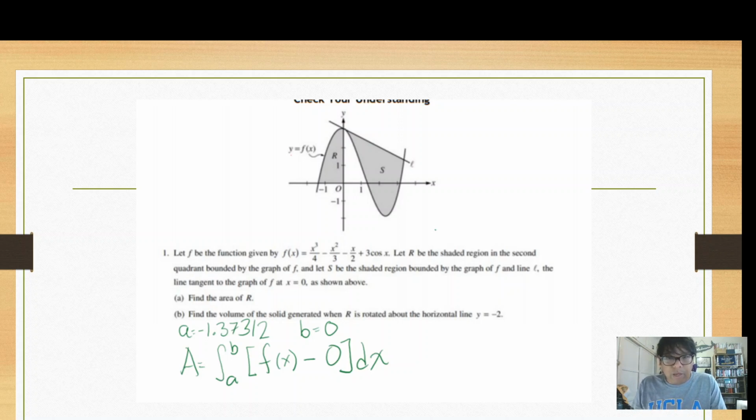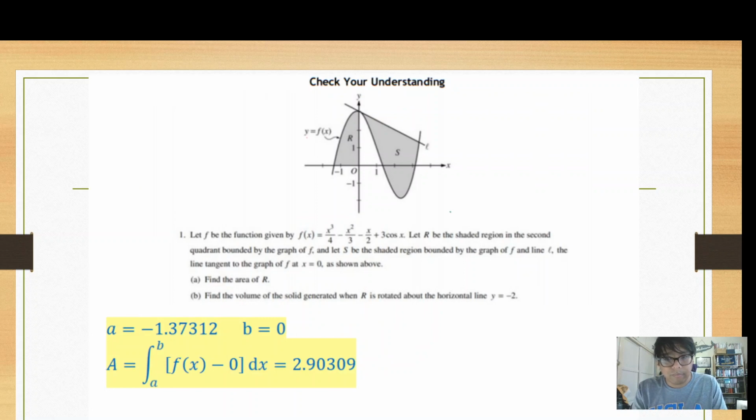So we got the area equals integral from a to b of f of x minus 0. I can use f of x because you'll notice that the problem tells you what f of x is. And if the problem says what f of x is, feel free to use f of x. You don't have to write down the entire equation. Okay. There we go. Integrate it, and you get 2.903. Not bad. Part B. Let's find the volume when we rotate this region around y equals -2.